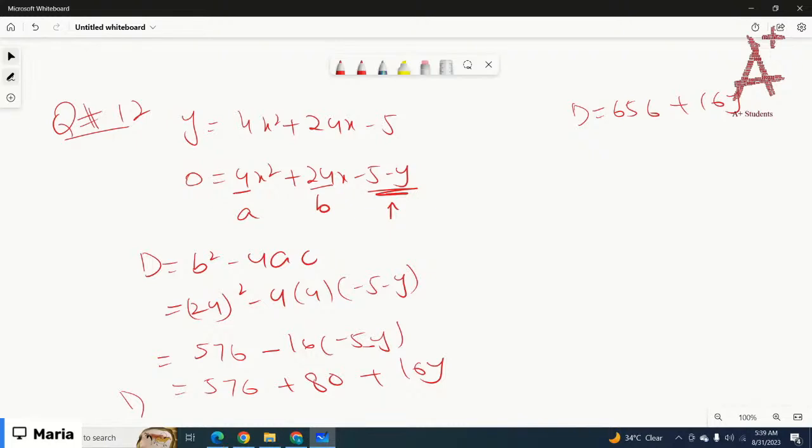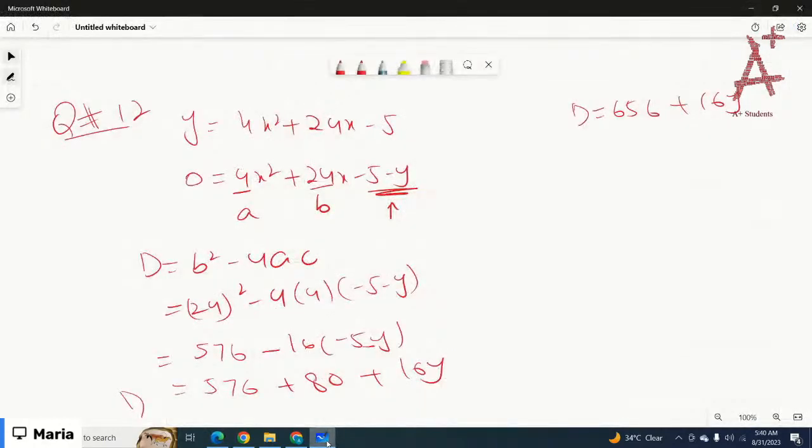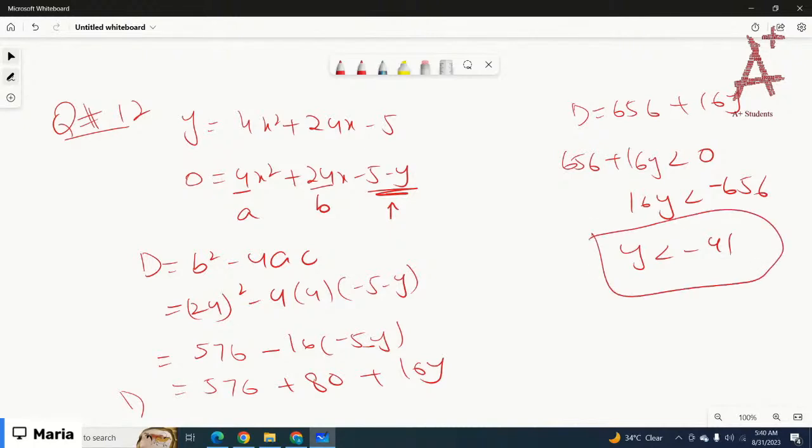The question is for which value of y will the corresponding equation have no solution, right? So no solution means D is less than 0. So it would be 656 plus 16y less than 0, right? So just to evaluate, it would be 16y less than negative 656. So y is less than negative 41. That means the equation has no solution when y is less than negative 41. That is the only condition when the equation has no solution, right?